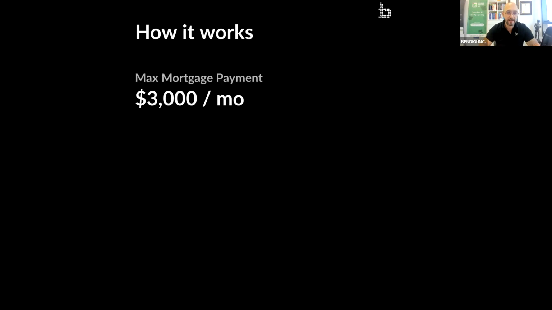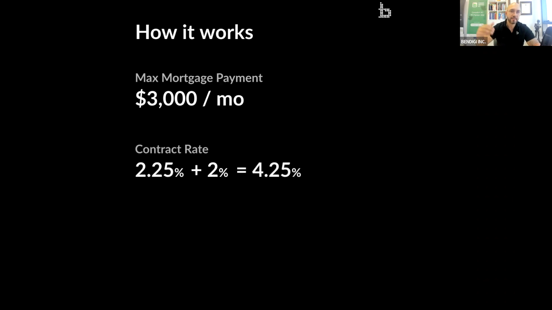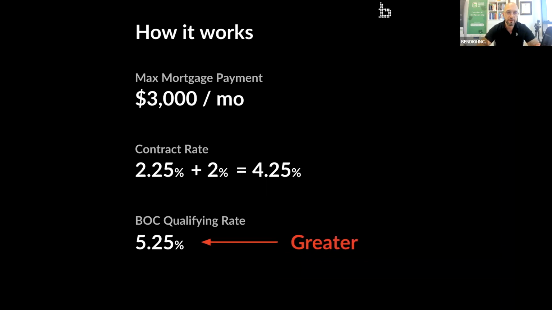Now let's move on to the next step, which is the rate. We know that we can only spend $3,000 per month on our mortgage, and our contract rate is 2.25, but the stress test rule says you need to add 2% to that, and that's the higher amount, 4.25. But that's not enough. You also need to compare it against the Bank of Canada qualifying rate, which is currently set to 5.25. Whichever one is higher, that's the rate you have to go with. And it turns out 5.25 is 1% higher, so we're going to use that.